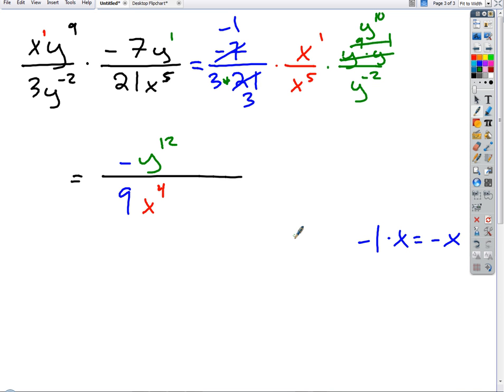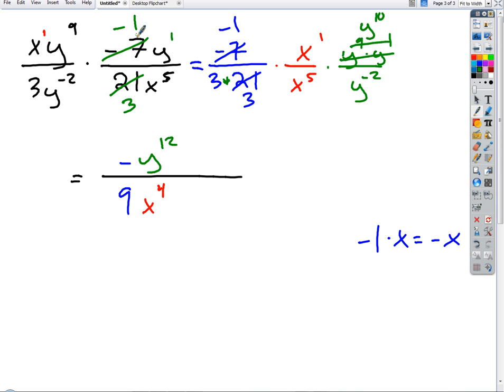See how that works? Would you agree that I probably didn't need to write that step out? I probably could have just done something like this. And then the variables are simple, aren't they? All I'm going to do with the variables is say x to the 1 divided by x to the 5th is x to the 4th on the bottom.